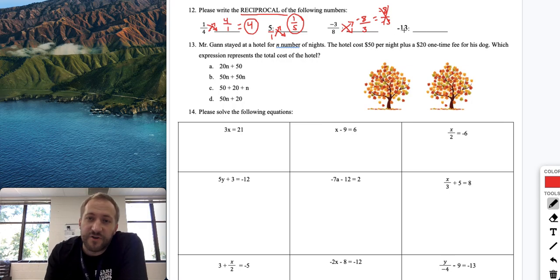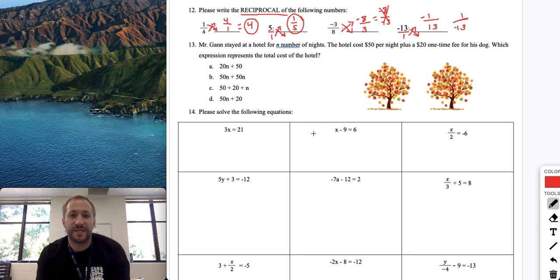And the last one, -13. Again, every whole number is over 1. So I'm going to put the top number in the bottom and the bottom number up here on the top. So I have 1 over 13. And I always keep the negative in the numerator. All right? But you can also write 1 over -13. Either way, just fine. Let's look at this one.